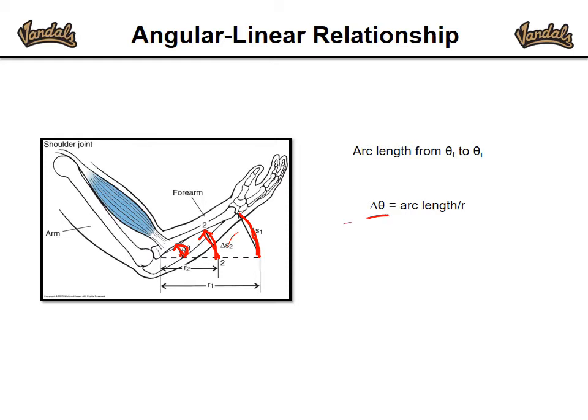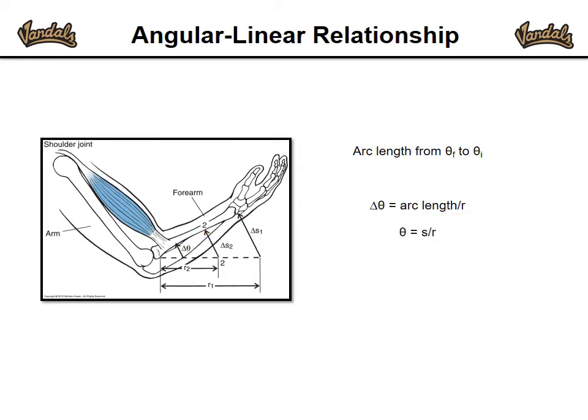The change in theta equals the arc length divided by the radius. So that is how you're going to identify what theta is. Now, if you look at this, I'm dividing a distance by a distance, so those are going to cross out. This is where we start seeing that unitless concept come into play. So make sure when we're doing this angular to linear, you look at it from a radians, a unitless perspective.